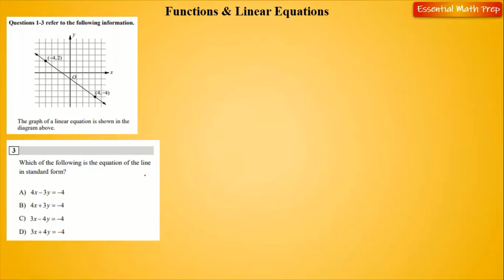Which of the following is the equation of the line? Well, what did we determine previously? We said y equals negative 3 over 4 x minus 1, right? Now, if you multiply by 4 throughout, 4y equals negative 3x minus 4, right? Now bring the x to this side, so 4y plus 3x equals negative 4, and I believe that is the correct answer.